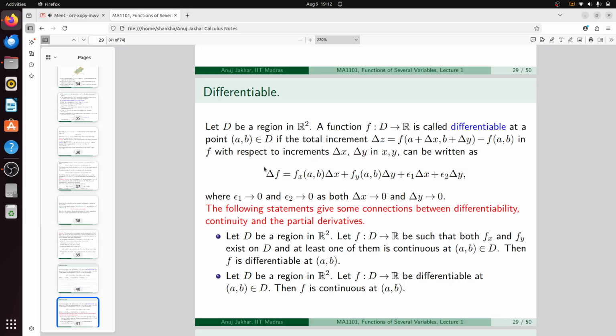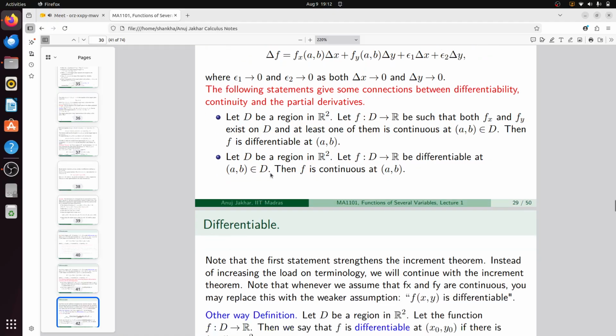Here the region is open and connected. So fx and fy exist on D, and at least one of them is continuous at (a, b) in D. Then f is differentiable at (a, b). Let D be a region in R2. Let f: D → R be differentiable at (a, b) belonging to D. Then f is continuous at (a, b).